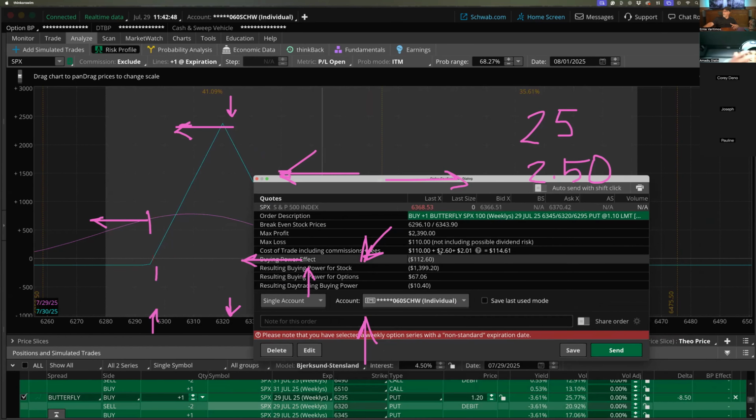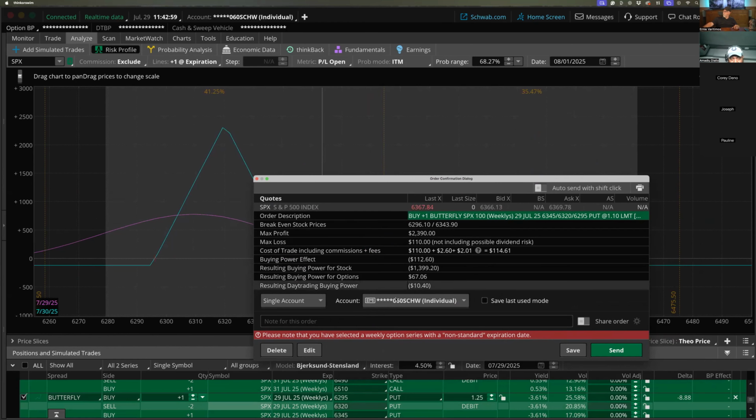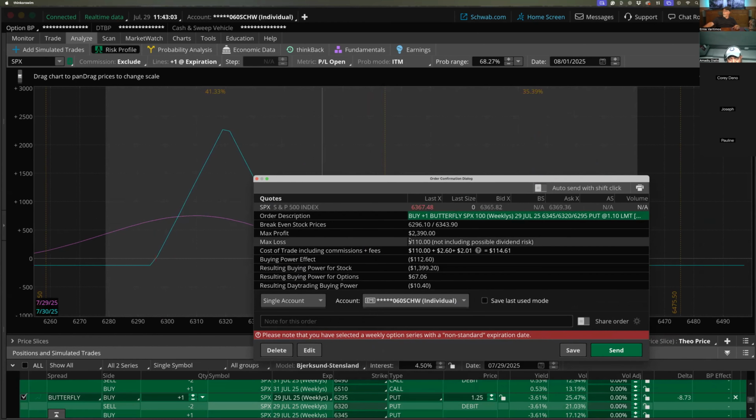It's not filled yet. It's not there until I send it and it fills. But it's telling me all about the trade here. It's giving me all the confirmation of the trade. This trade has a potential of $2,390 profit, but only $110 of risk. That's a pretty good return ratio. That's a good risk to reward, about 1 to 20.